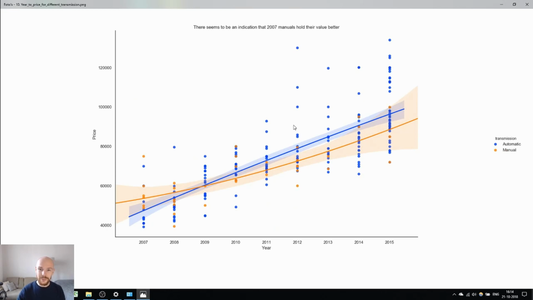This graph requires a bit of explanation, so bear with me. We have here first again on the x-axis the year and price on the y-axis. Each dot is again a car, where the blue ones are the automatic ones and the orange ones are the manual ones. The blue line is the regression line for the automatic ones and the orange one is the regression line for the manual ones.